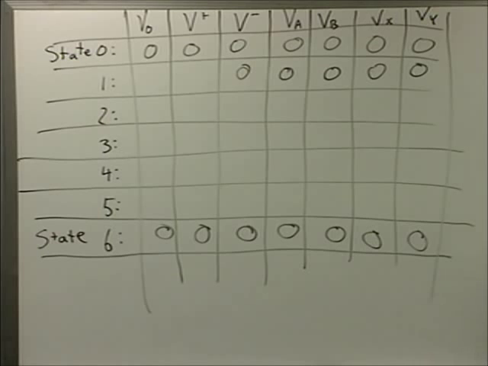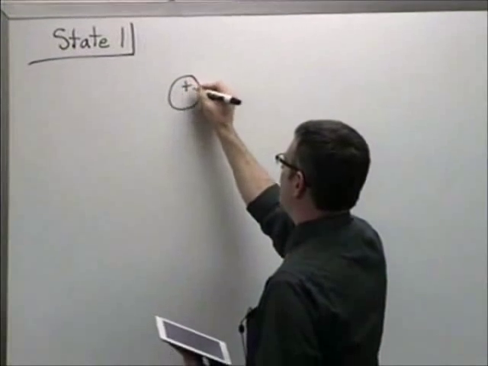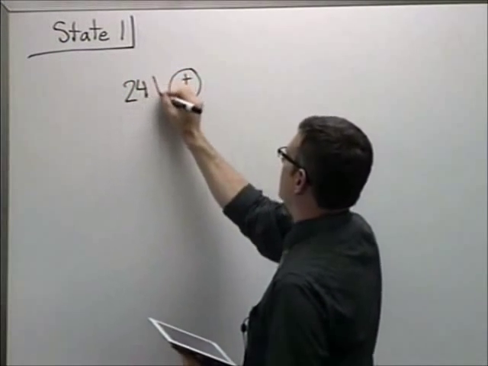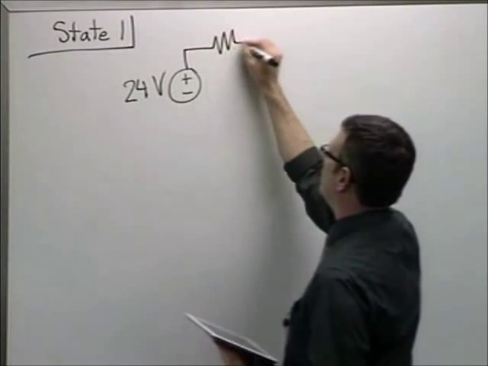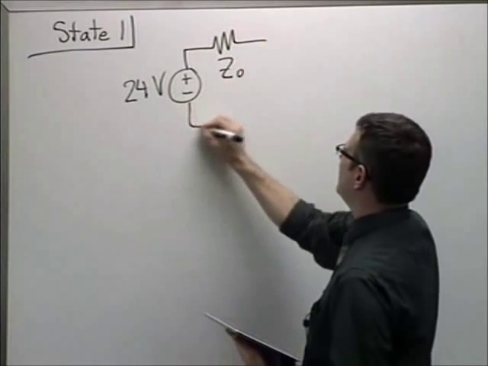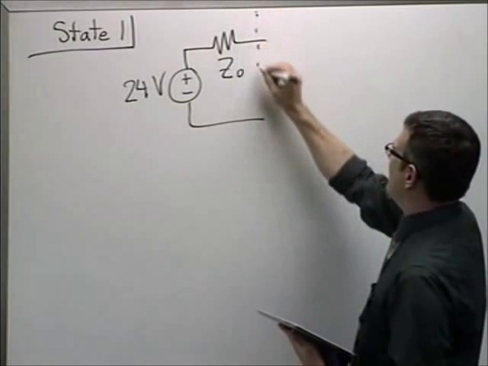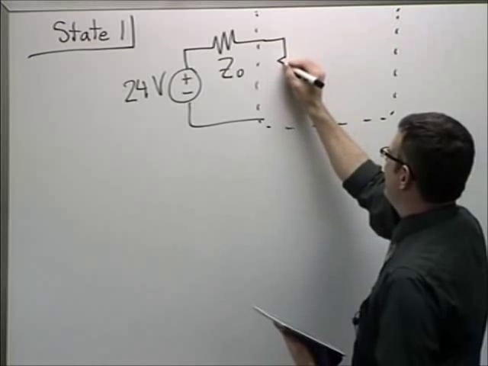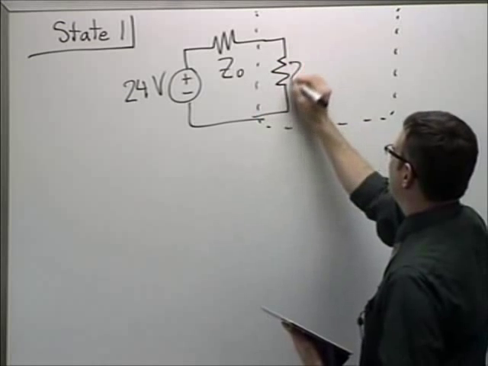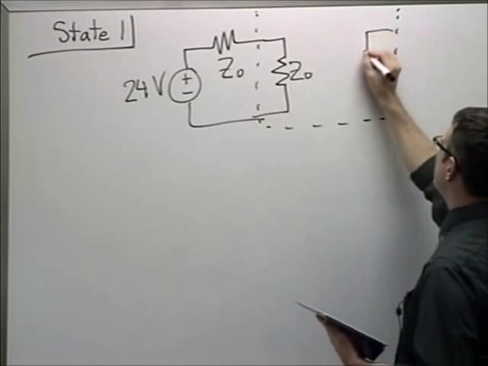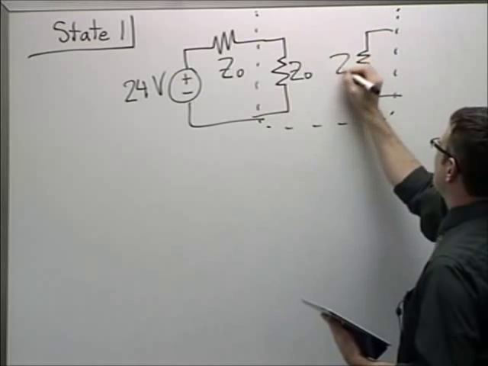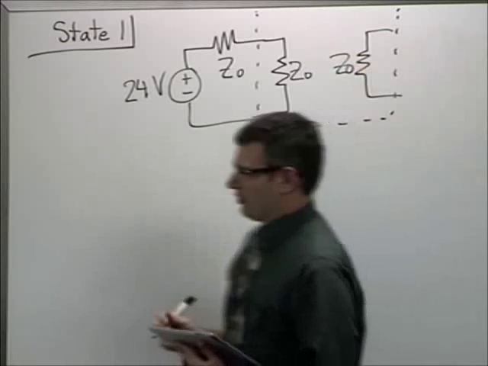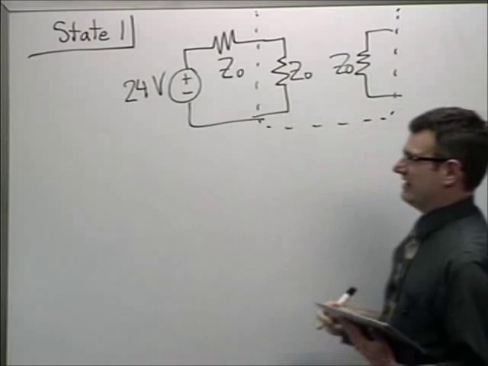State 1, the equivalent circuit that I use, is 24 volts, Z naught, and I'm going to replace my transmission line with my dead line model: a Z-naught impedance on one side, a Z-naught impedance on the other side, and honestly, I don't care what's going on over there because it doesn't really affect anything.